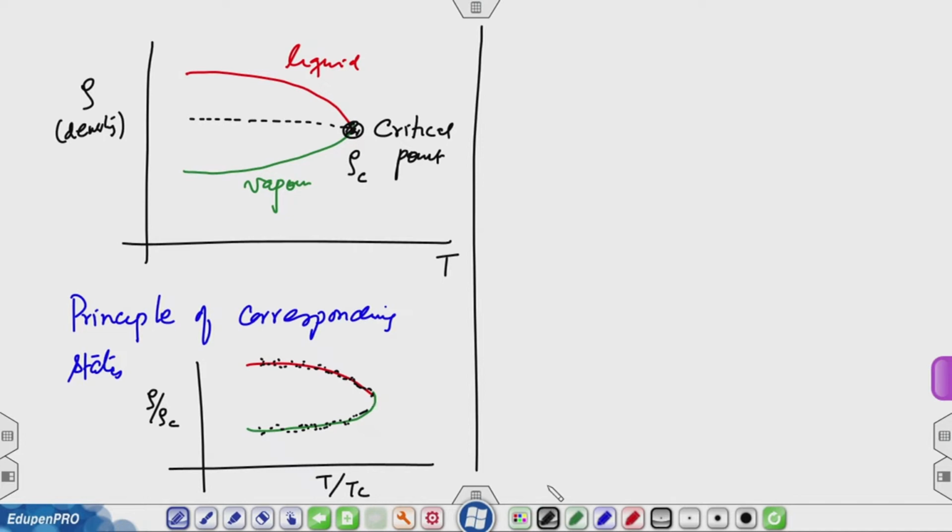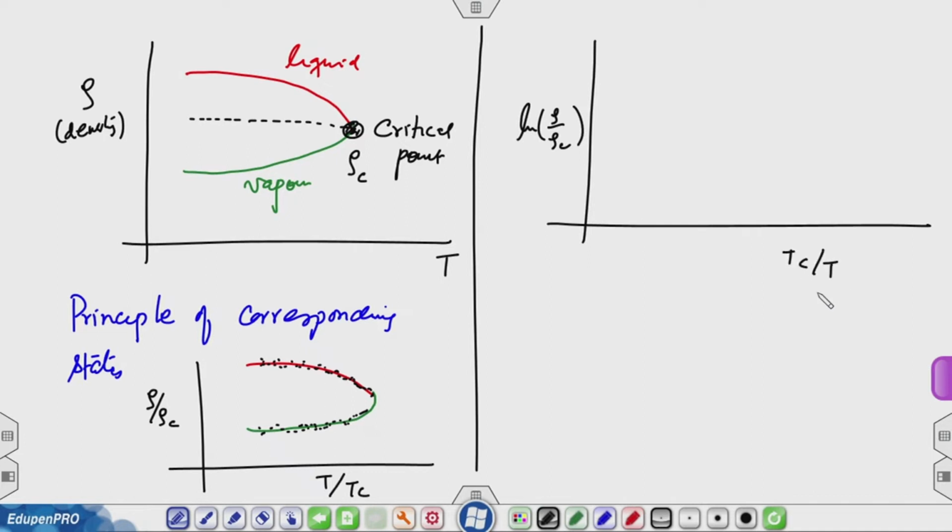If I were to then plot log rho over rho c with respect to Tc over T, this curve again looks like this, with most gases falling around it. So, this is the principle of corresponding states.